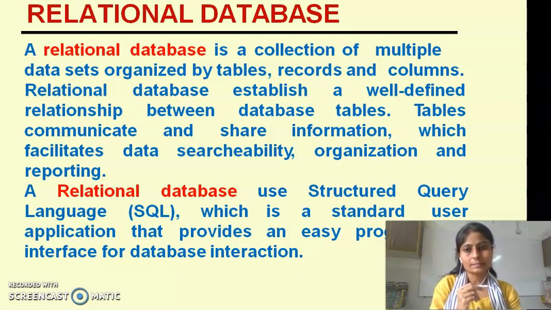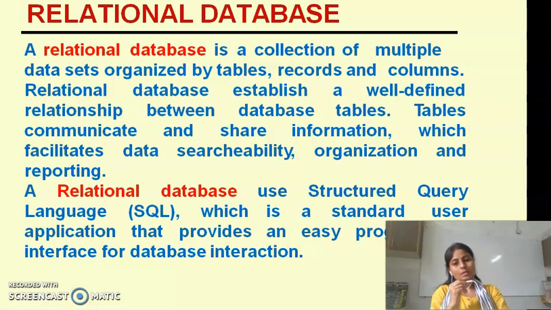Already we have discussed that a relational database system is a system that is used to store data in tabular format, or we can say it's a collection of multiple records in tabular format. Just like we can see here, a relational database is a collection of multiple data sets organized by tables, records, and columns. Relational databases establish a well-defined relationship between database tables.